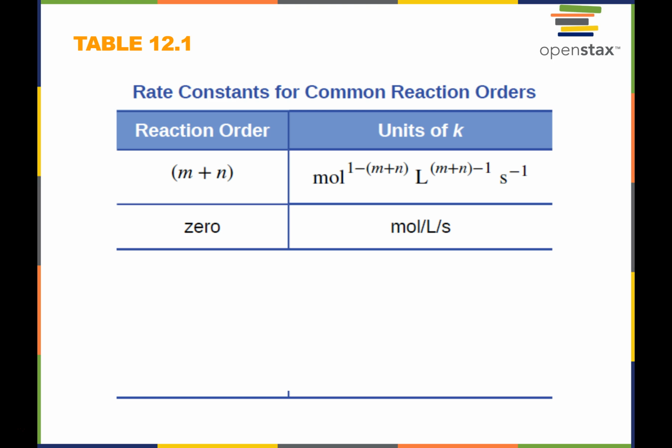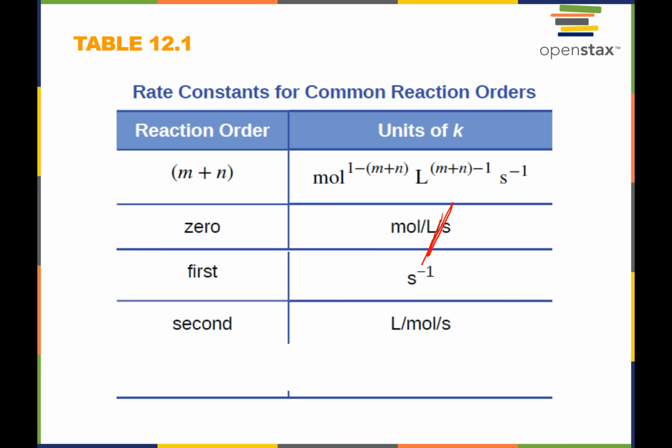So here's what OpenStax does. For 0 order, I don't like the 2 slashes, that kind of drives me nuts. What they're trying to show is moles per liter per second. Overall reaction order first, we said that's inverse time. Overall reaction order second means your units of k need to be inverse molarity, which is liters per mole per time.